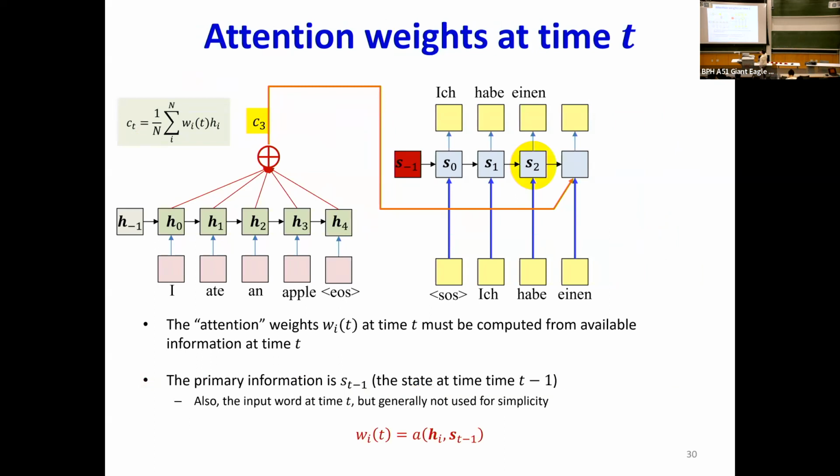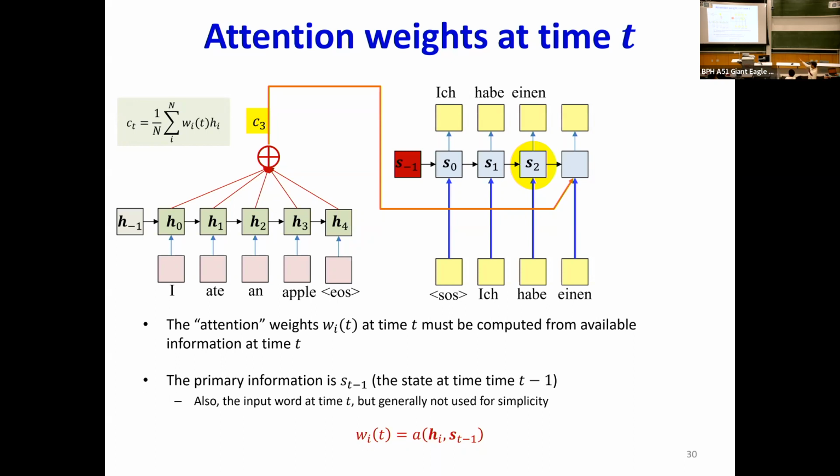Now, let's say I'm trying to generate this word. So I'm out here, and this is the computation I would like to perform. I need to use information that I have available to me at that time to compute the attention weights. What is the information I have available to me when I'm computing the element in the far right corner? All the German words before, as well as all the encoder states.